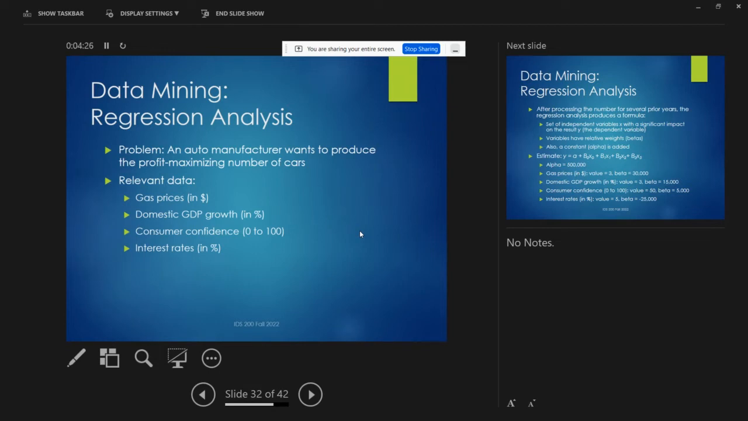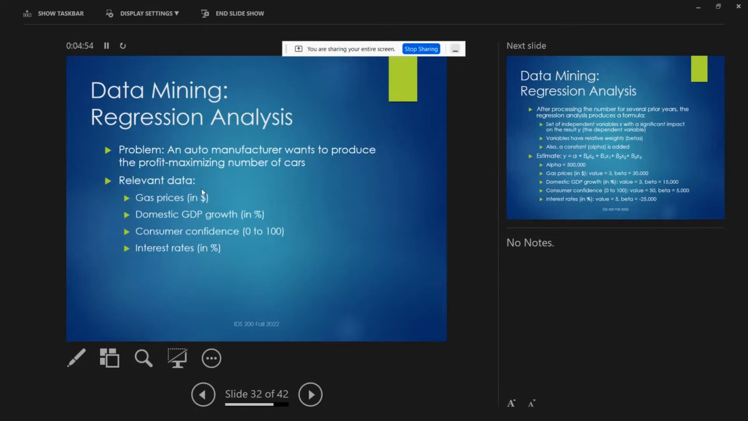So we're going to look at an example. You're an auto manufacturer and you want to produce some profit maximizing number of cars. And you've crunched a whole bunch of numbers and you've found the variables that tend to be a good predictor for how many cars you're going to sell at that profit maximizing point. Number one, gas prices, right? As gas prices go up, people are going to favor smaller, cheaper cars, right? So there's a negative relationship there.